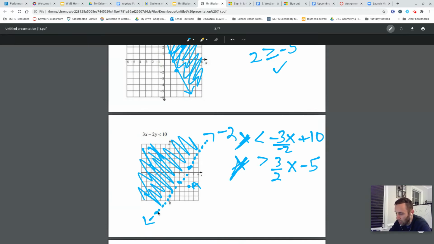And my next question is, I'm going to put a point right here. We're going to call that C. Is that a solution? Hopefully you said no because it's on the dotted line. If this was a solid line, then it would work. But really anything in the shading would be a solution to this inequality.